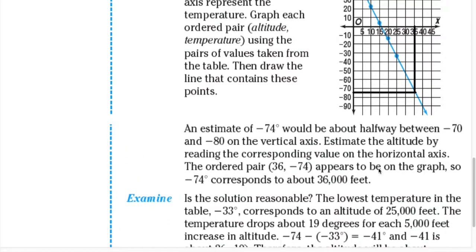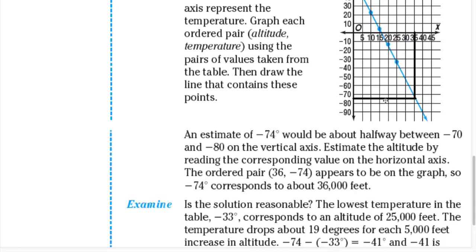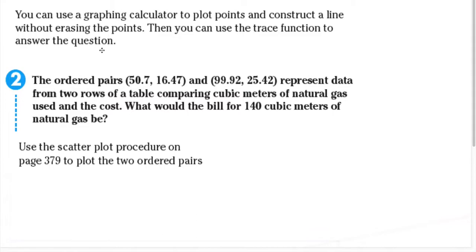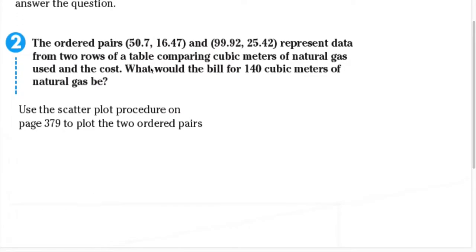Actually, if you look at the line that I made, it is closer to 35,000 than 36,000. And that's how you use a graph to predict information that you don't have in your table. You can also use a graphing calculator to plot points and construct a line, and use the trace function to answer the question. But we're not going to use a calculator. We're going to use GeoGebra.